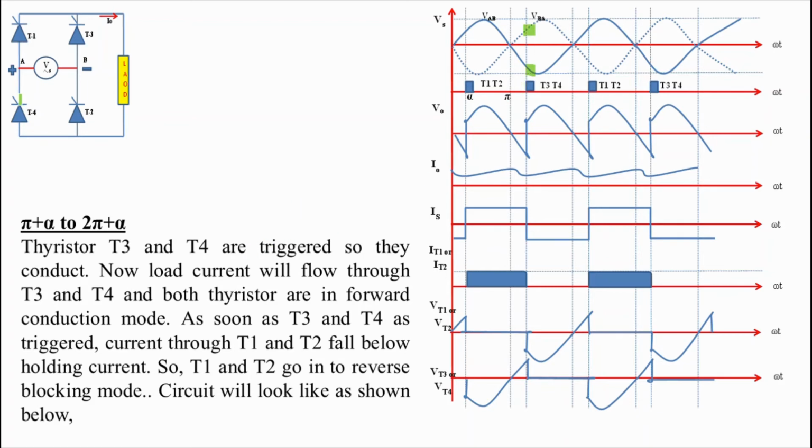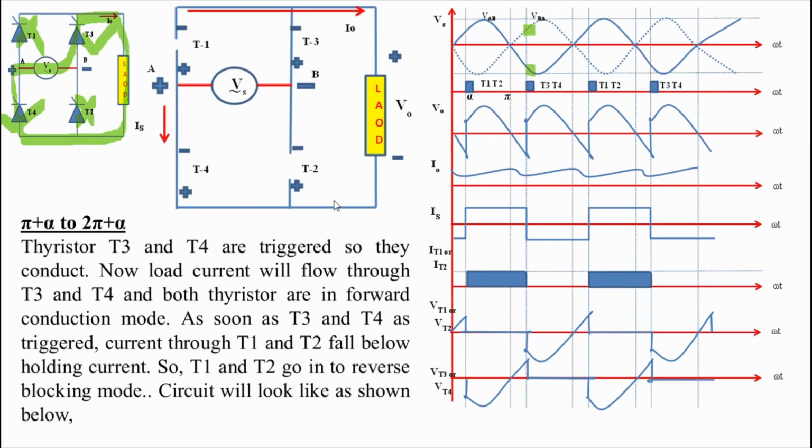As soon as T3, T4 get shorted, the current I0 will shift from T1, T2 to T3 and T4. So the current through T1, T2 becomes 0 and they get turned off, or we can say that they become open circuited. The circuit will look like this. A new path of current will be from Vs, T3, load and then to T4. In this way cycle continues.